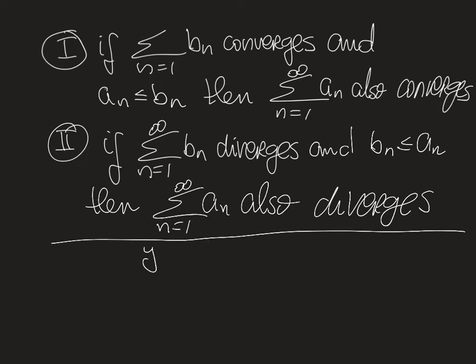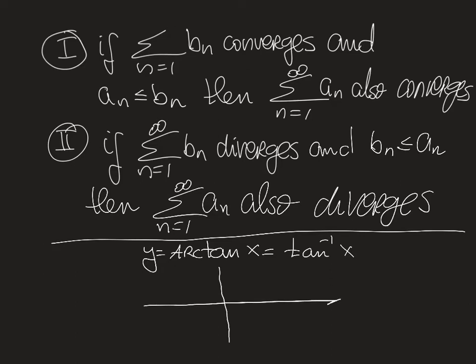So let's review the graph of arctan of x. So arctan of x is also tangent inverse of x, or tan to the minus 1 of x. Here's what the graph looks like. It has two horizontal asymptotes. On the right, it's pi over 2. On the left, it's negative pi over 2. This is for x from minus infinity to infinity.